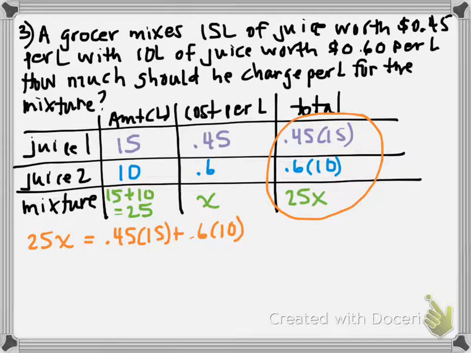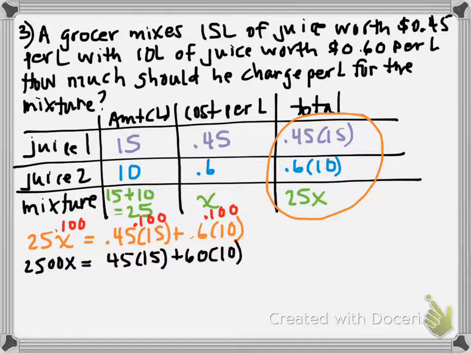Okay, now, you might say, you know what, if I multiply 0.6 times 10, I'm going to get rid of the decimal just naturally, but you're not going to get rid of the decimal with the 0.45 times 15. So I'm just going to multiply everything by 100 to get that decimal point to go away. So that leaves me with 2500x equals 45 times the quantity 15 plus 60 times 10.